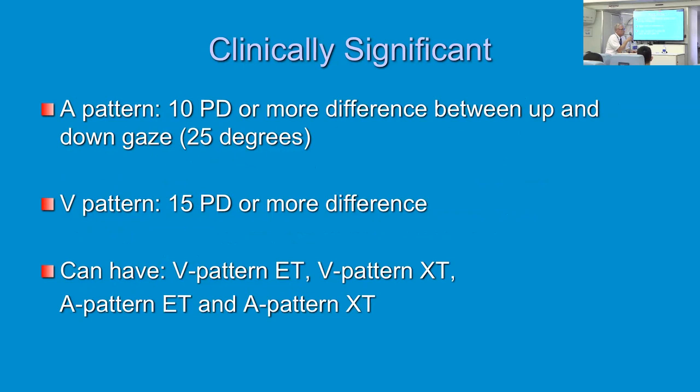So most people consider an A pattern to be significant if there's a 10 prism diopter difference between up and down gaze. And the down gaze is at 25 degrees, but if there's a 10 prism diopter difference between up and down, they consider that a significant A. Whereas V, usually it's not considered significant unless it's a little bit more, a 15 prism diopter difference or more between up and down gaze.